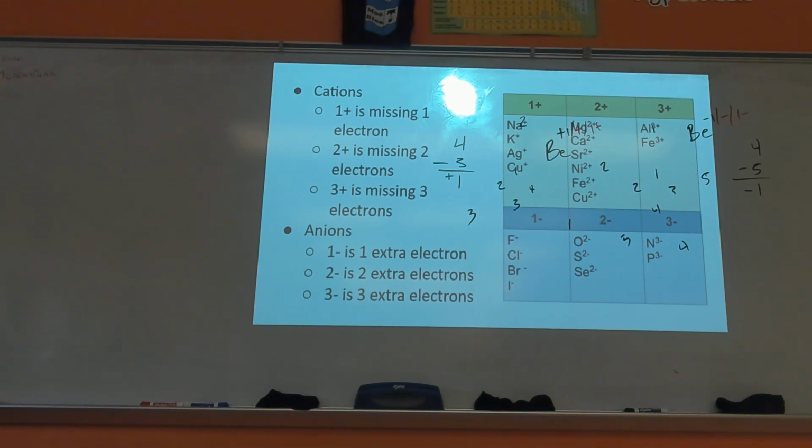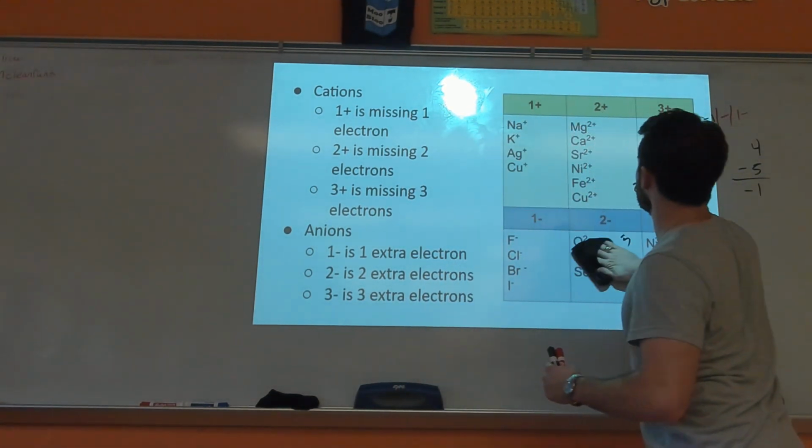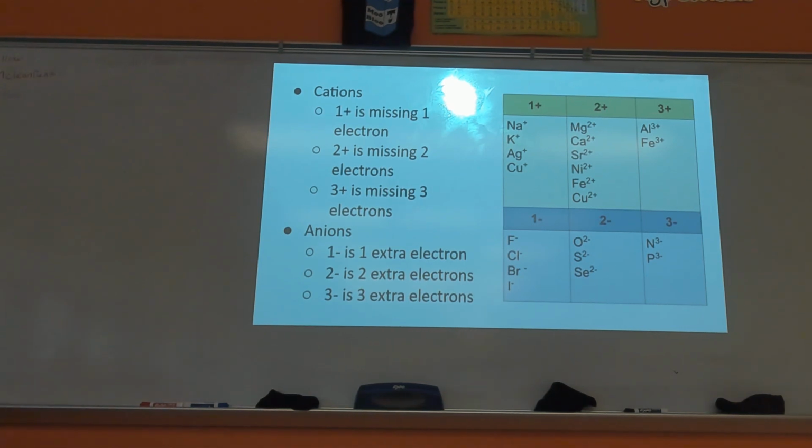There can be a scenario where you're not just missing 1 electron or have an extra electron. You could be missing multiple or have multiple extra electrons. In this case, we would adjust the symbol accordingly. For example, if you're missing 2 electrons, you would say +2 or 2+, whichever you prefer. So for example, in the second column, Mg2+ is a magnesium atom that is missing 2 electrons.